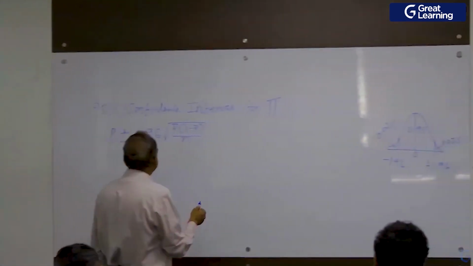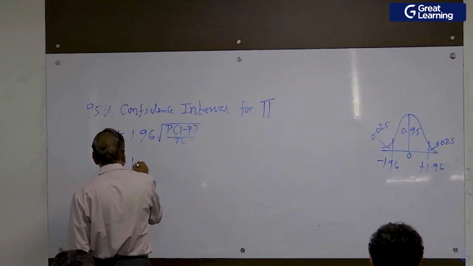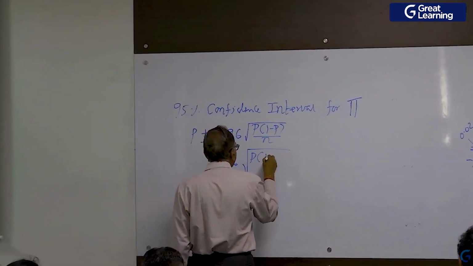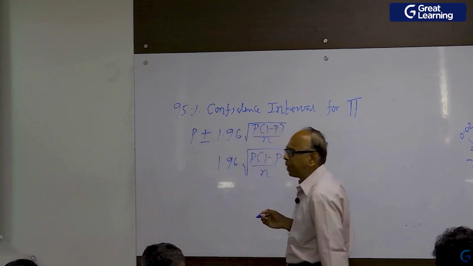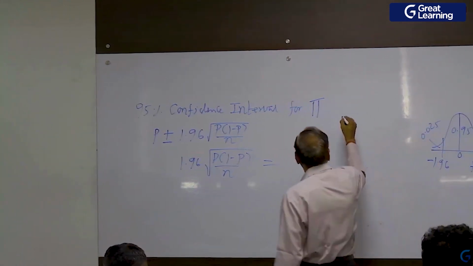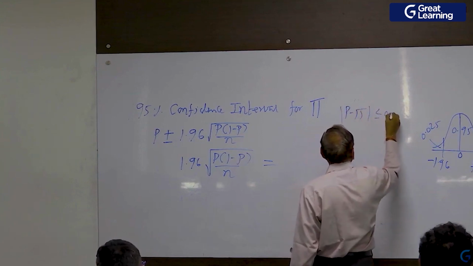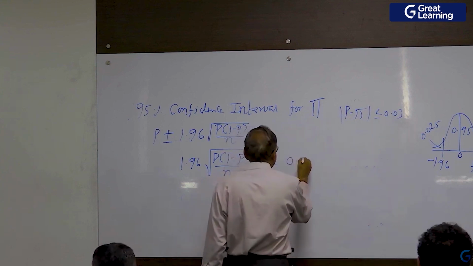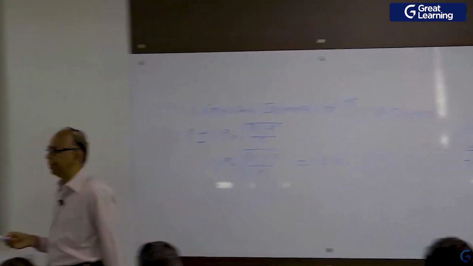And now what we want is, the theoretical margin of error is 1.96 into root of p into 1 minus p by n. This must be equal to the practical margin of error. How much is it? They want the margin of error between p and pi to be within 0.03. So the margin of error is 0.03. I equate, solve for n, enjoy the solution.